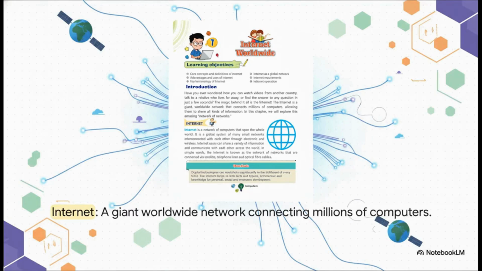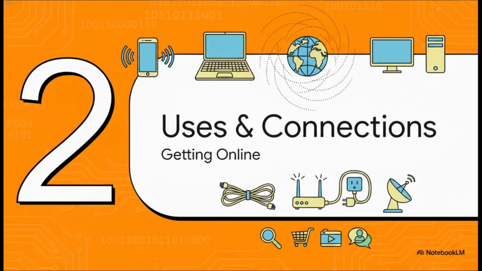So, the internet is, at its core, a giant worldwide network. You know how you can instantly message a relative halfway across the globe or find answers in literally seconds? Well, that magic is this global system of interconnected networks. It lets us share a massive amount of information everywhere. And it pulls this off using a mix of satellites, telephone lines, and optical fiber cables. Because it connects so many smaller networks together, you'll often hear it called the network of networks. Pretty cool, right? Moving right along to Section 2, Uses and Connection Requirements.